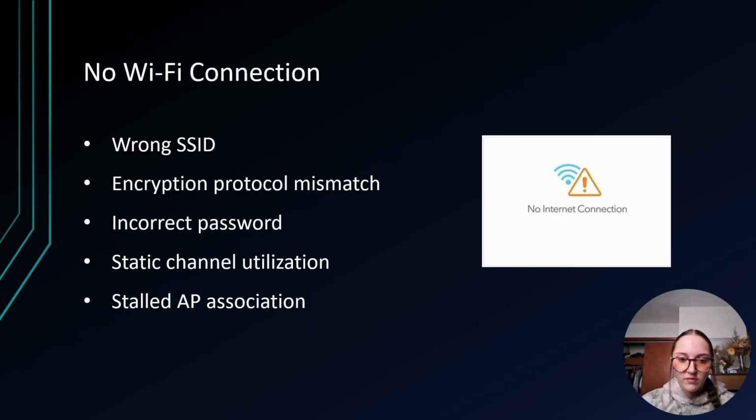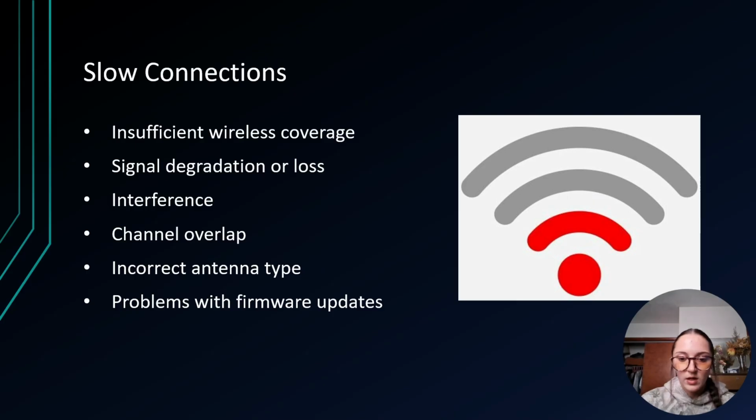So if you have no Wi-Fi connection, a couple of reasons for this could be that your SSID is wrong, an encryption protocol mismatch, an incorrect password, or static channel utilization, or you could have a stalled AP association. And if you're having a slow connection, you could have insufficient wireless coverage, signal degradation or loss, interference, channel overlap, incorrect antenna type, or you could have problems with firmware updates.